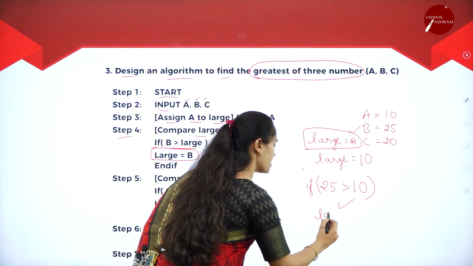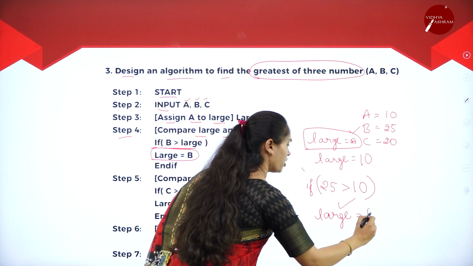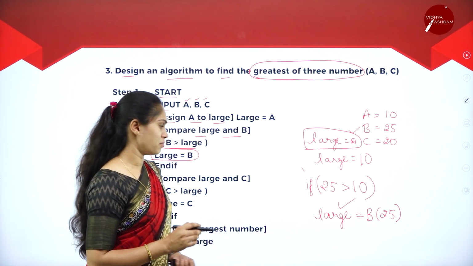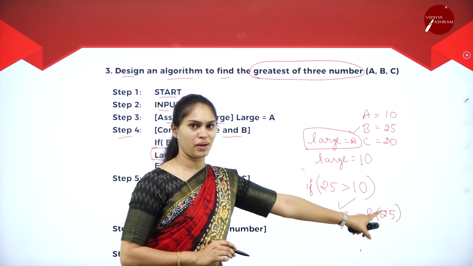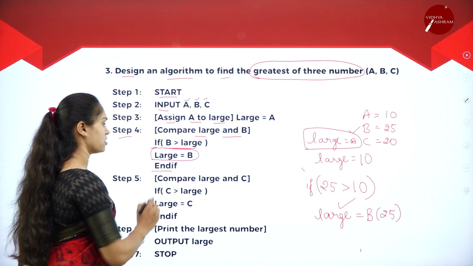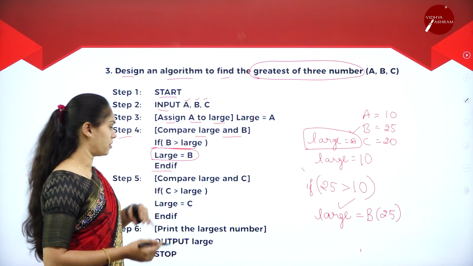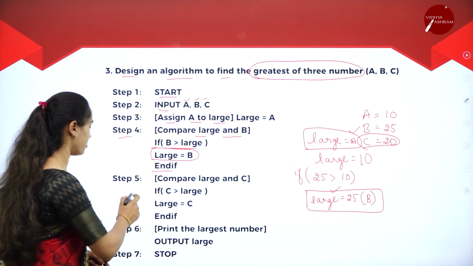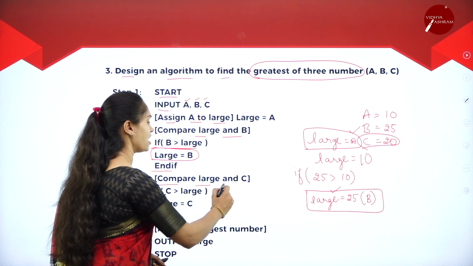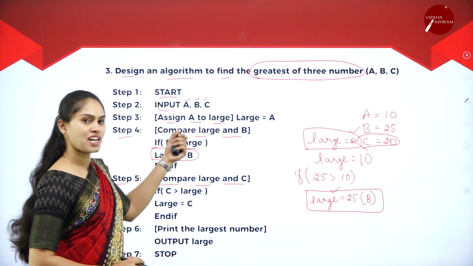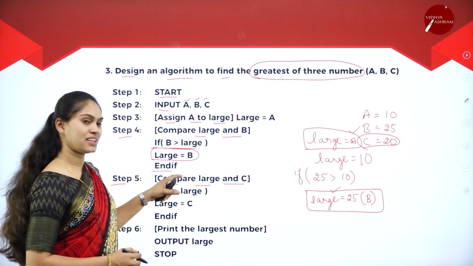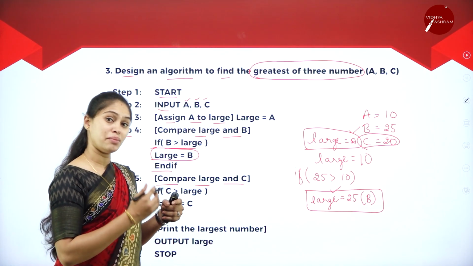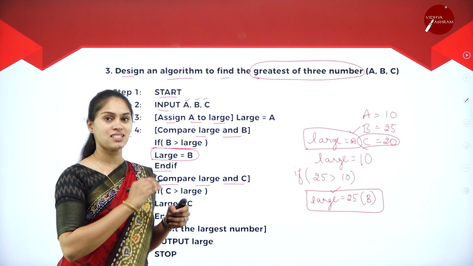So which is the large number now? That is B. What is the value of B? That is 25. So as of now, which is the large number? That is B, and the value of B will be 25. So end if. If it is true, it is going to end here. So in step 4, we got to know that B is the largest. So which is step 5? Here I am going to compare large and C. As I did for large and B, now I am going to compare this C with the large. This will be the ultimate stage. Why? Because I have declared A as the largest, but I have compared that A with B, that is the second variable.